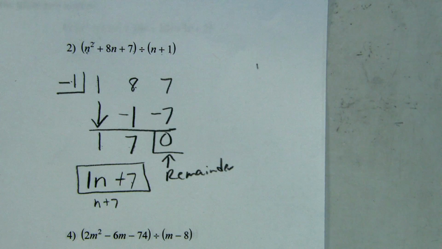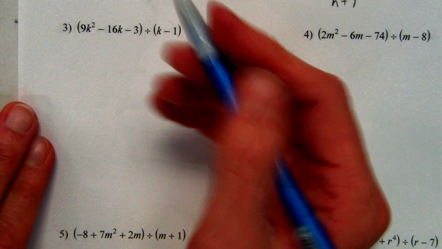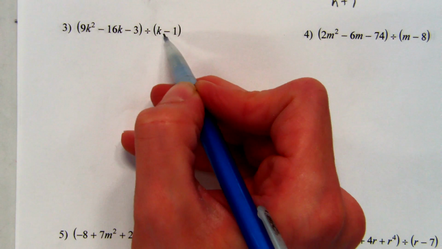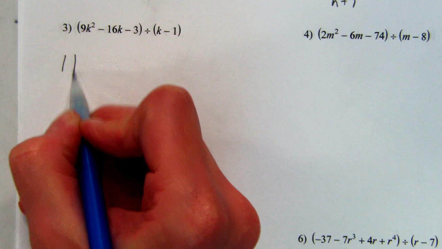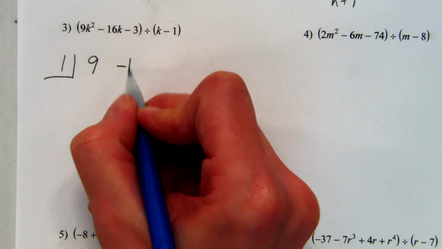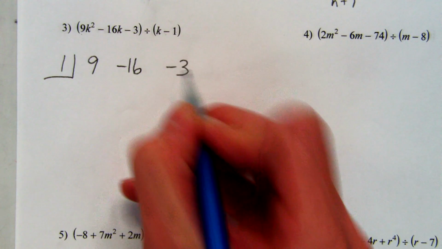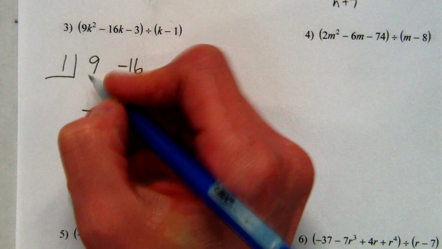Okay, so the first two I wanted to have 0 remainders just to get the idea. Now we're going to build a little bit from there. So if I have k minus 1, what goes in the box? 1. Just 1, positive 1. And then we're going to take our coefficients off of here. So 9, negative 16, and negative 3. Leave a space. Make the line.